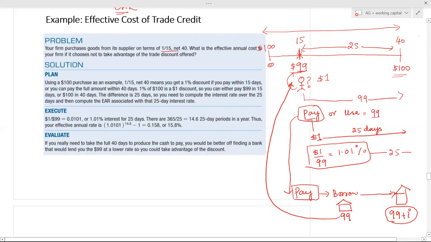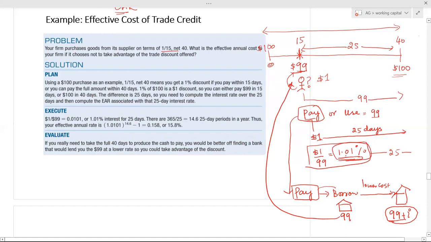But why are you thinking to pay now? Because you know that you can borrow from a bank at a lower cost, so that you can save. Lower cost means that what you pay to the bank will be lower than what you get from the credit policy. The cost that you pay to the bank should be lower than the return that you get from that discount. So this is what we need to decide.